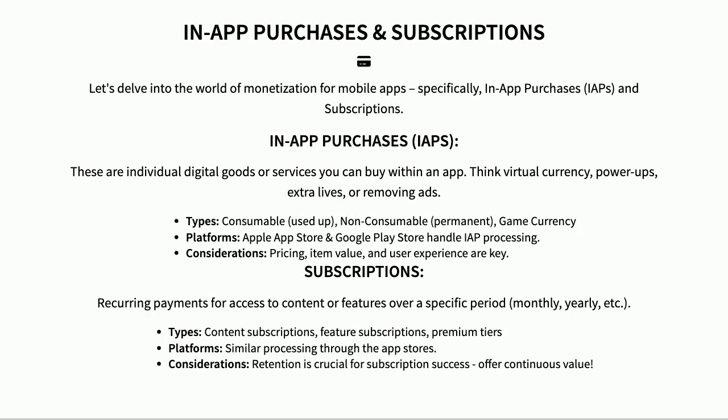Okay, let's talk about how to make money with your mobile app, specifically through in-app purchases and subscriptions. IAP are like buying individual items or boosts within the app itself. Think of it like buying coins in a game or unlocking special features. There are different types of IAP, some you use up, others that stay yours forever. Then we have subscriptions, which are recurring payments for ongoing access to content or premium features. Think of Netflix, you pay monthly to keep accessing the shows and movies. Both require careful planning around pricing, what's being offered, and making sure users feel they're getting good value.